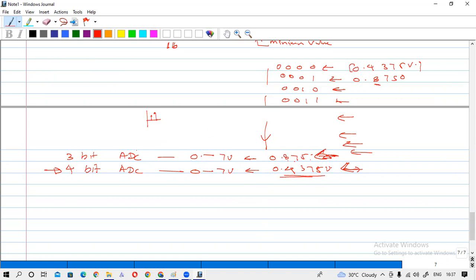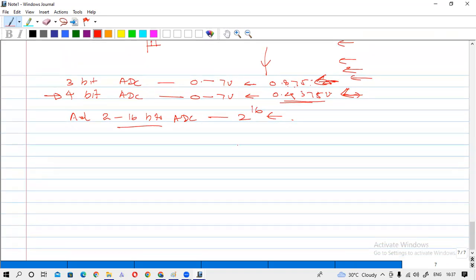Normally in Arduino, you have a 16-bit ADC. So the resolution is 16 bits, meaning 2 to the power 16 voltage levels you can get. Have you interfaced any? So there is an Arduino. No? Okay, there is an Arduino board.